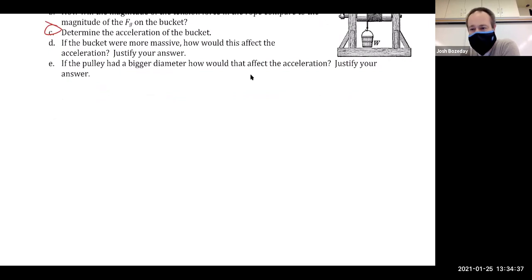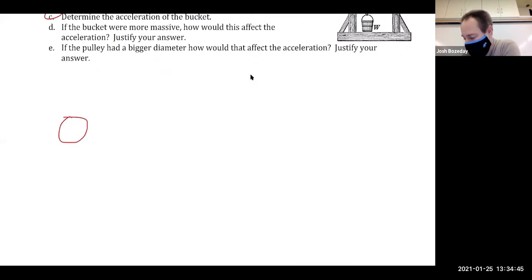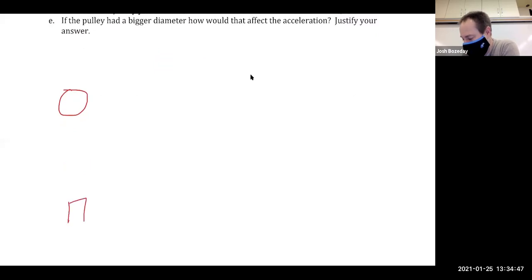The first thing I'm going to do is draw a free body diagram. I'm going to draw it for the cylinder, or whatever the pulley is that the rope is wrapped around. And then I'll draw a second one for the bucket, right?